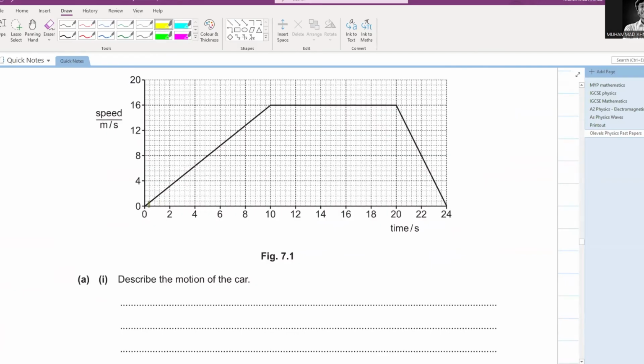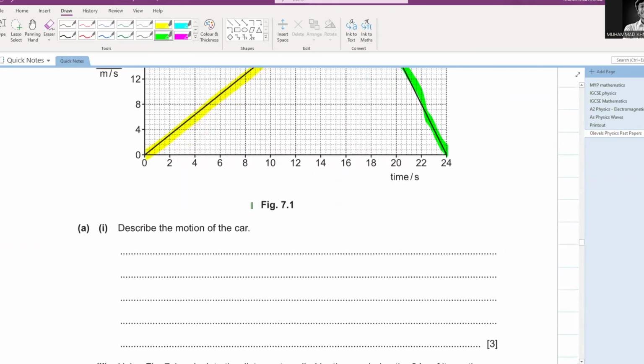Can you see the car is performing three unique motions? First of all, it is accelerating, then it is moving at a constant speed, then it is decelerating. So you have to define all three motions. Let's define it. You will say from time t equals 0 till 10 seconds, the car is accelerating. The car is accelerating with an acceleration of what?